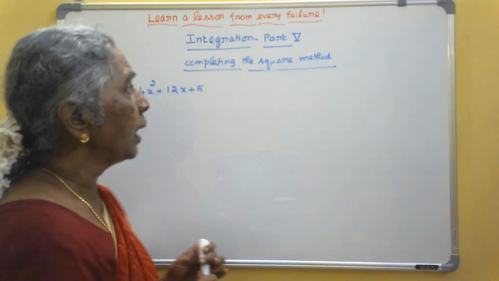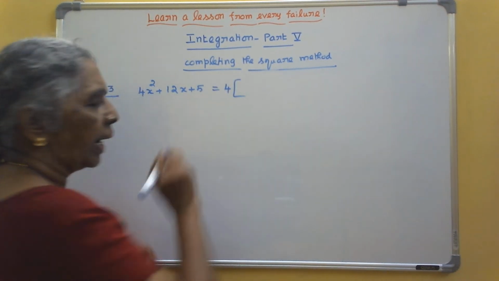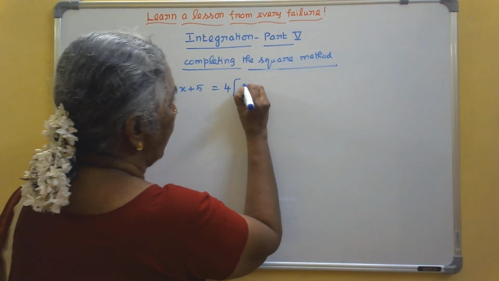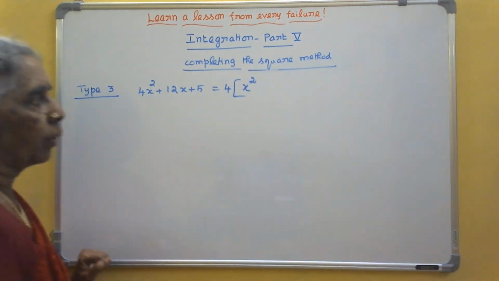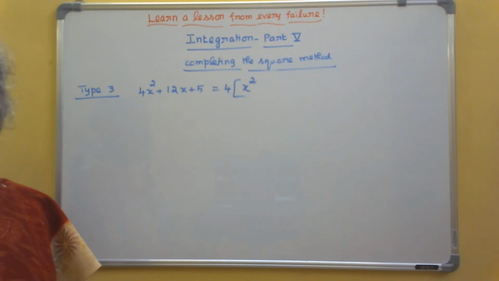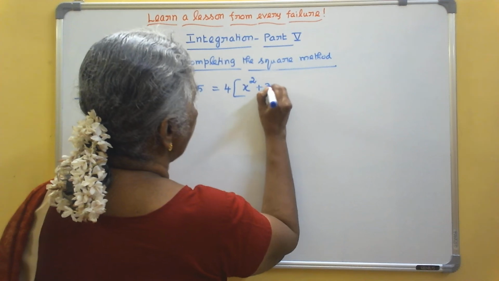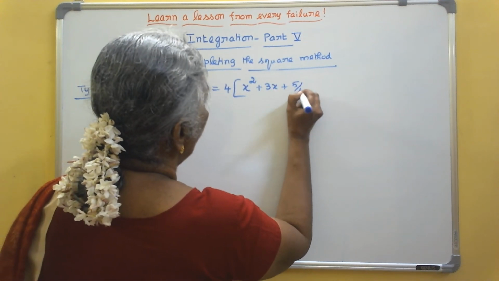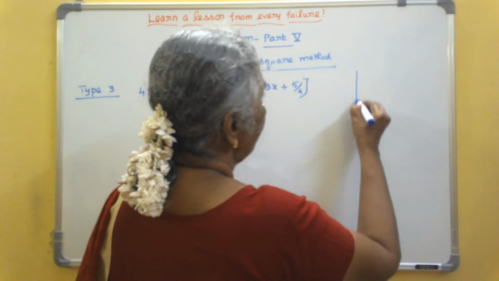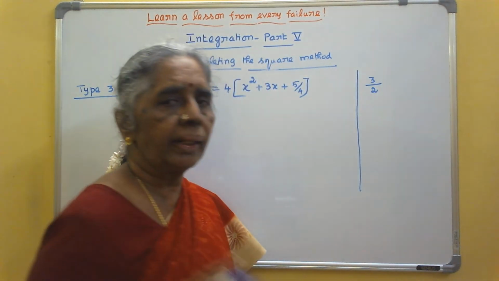Okay? So now, whatever may be the coefficient, take it outside. So, you make the coefficient of x squared plus 1. So, that becomes now x squared. Don't bother whatever fraction you get in the other terms. Only we are bothered about the x squared coefficient. So, this now will become 3x and this will become 5 by 4. Okay? Now, what is the coefficient of x within the bracket now? 3. Divided by 2, you are getting 3 by 2.